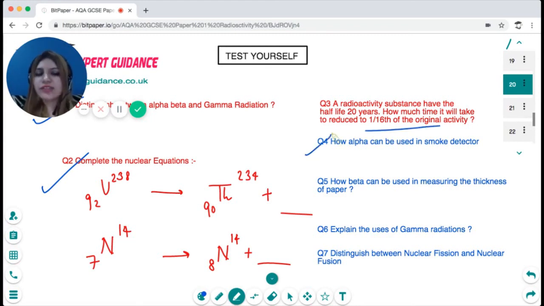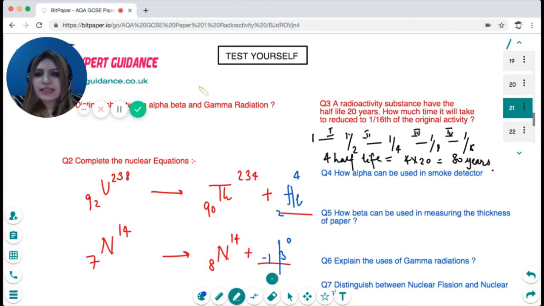How is alpha used in a smoke detector? How can beta be used in measuring thickness? Use of gamma, and distinguish between fission and fusion. Pause the video, have a go over these questions, come back and check the answers. All right, now let's look at the answers.